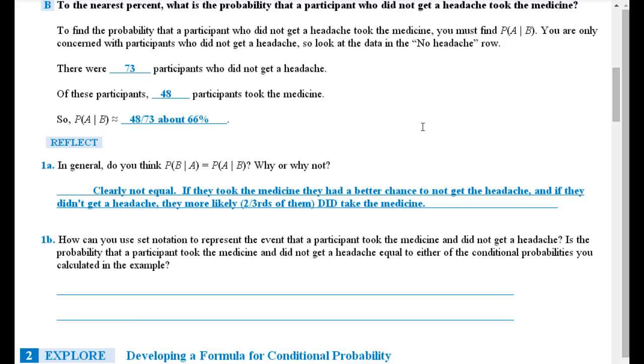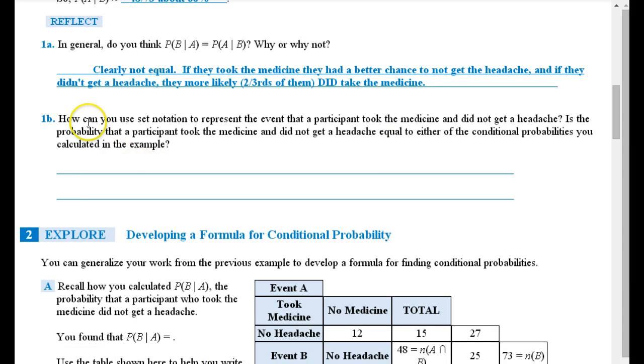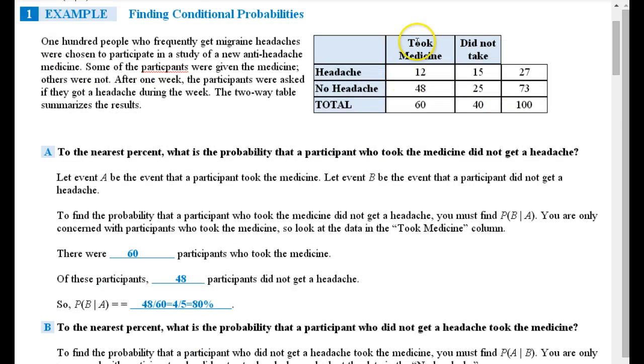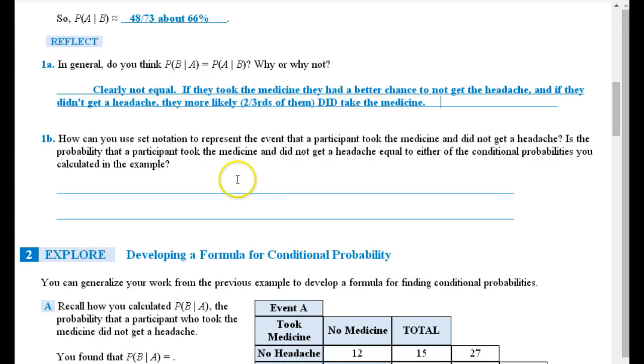I know I've talked that around, but I hope you can see that. So how can you use set notation to represent the event that a participant took the medicine and did not get a headache? So they took the medicine, we called that A, and they did not get a headache, we called that B.